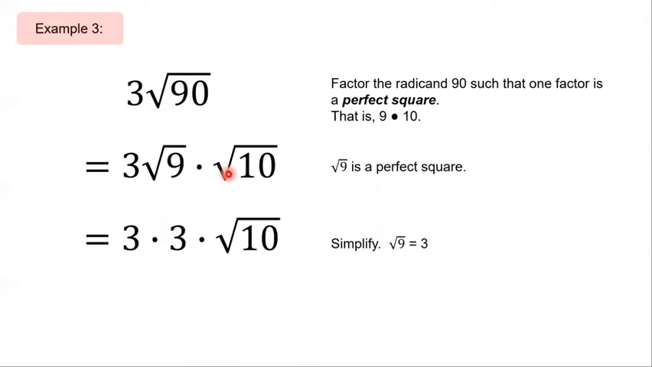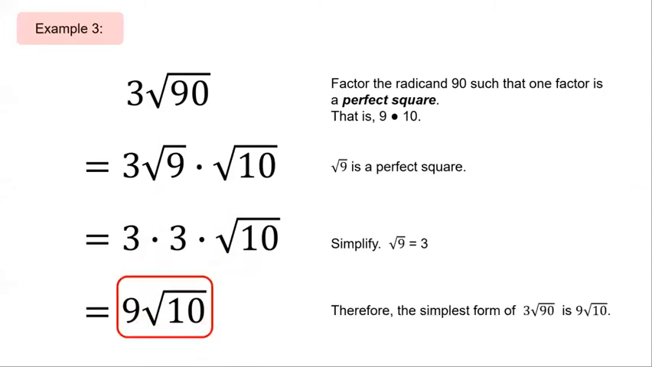And then, copy lang natin yung square root of 10, kasi hindi naman perfect square yung 10. Kaya, copy lang. Then, 3 times 3 is 9. Then, copy lang yung square root of 10. Therefore, the simplest form of 3 square root of 90 is 9 square root of 10.